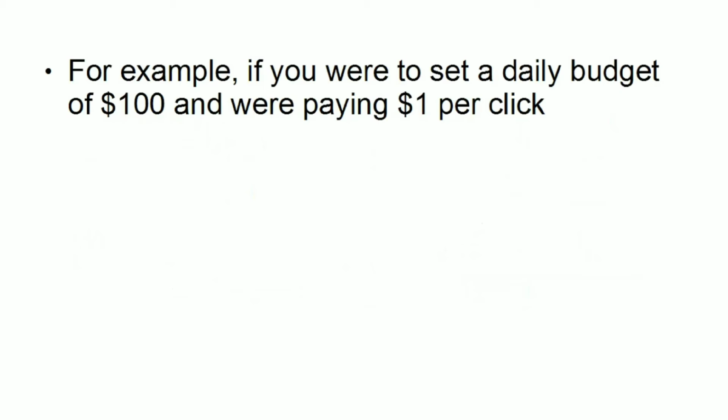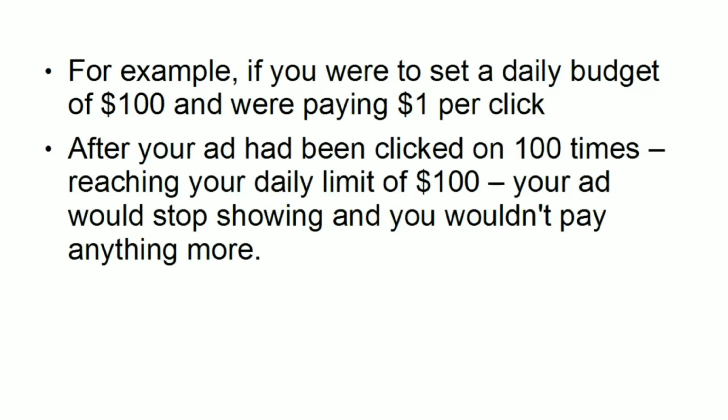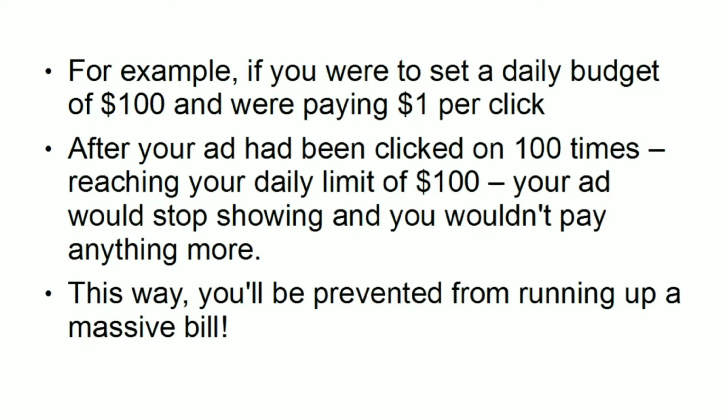So, for example, if you were to set a daily budget of $100 and you were paying $1 per click, after your ad had been clicked on 100 times, reaching your daily limit of $100, your ad would stop showing and you wouldn't pay anything more. And this way, you'll be prevented from running up a massive bill.